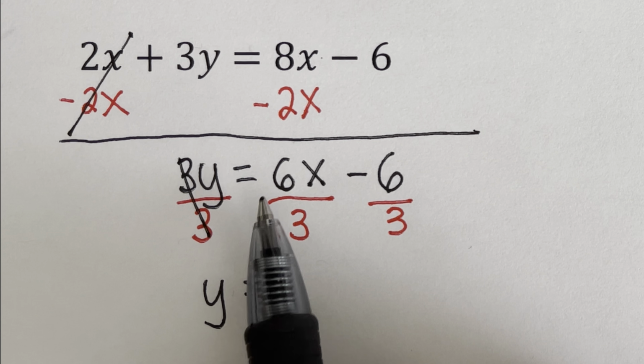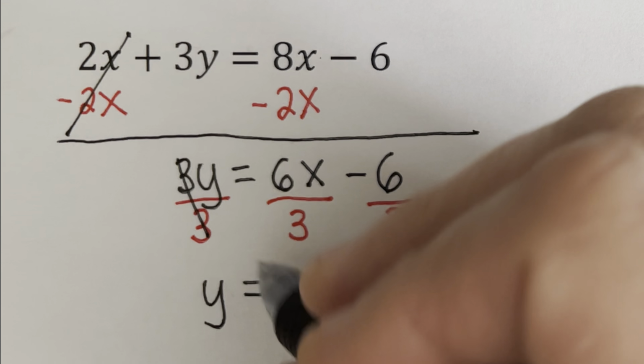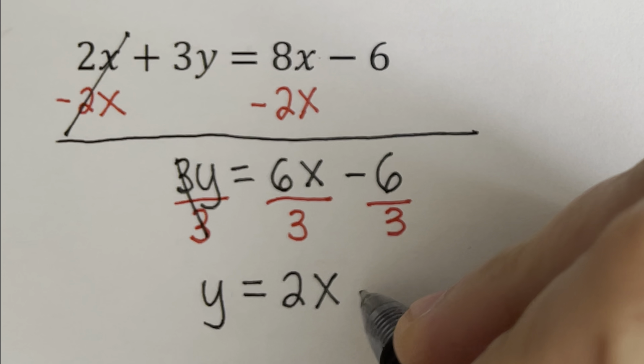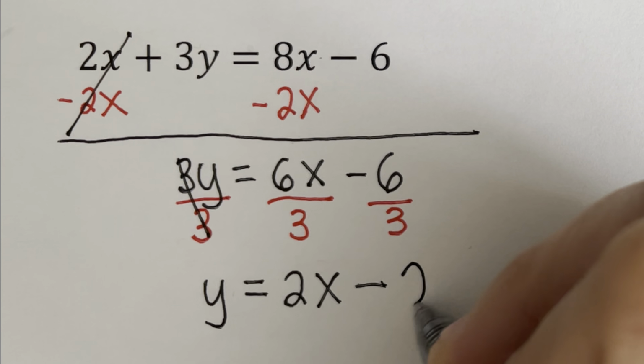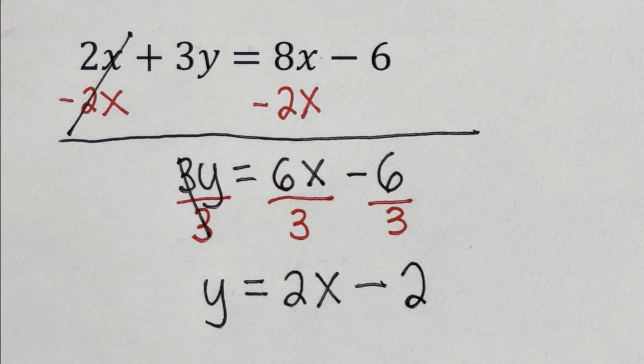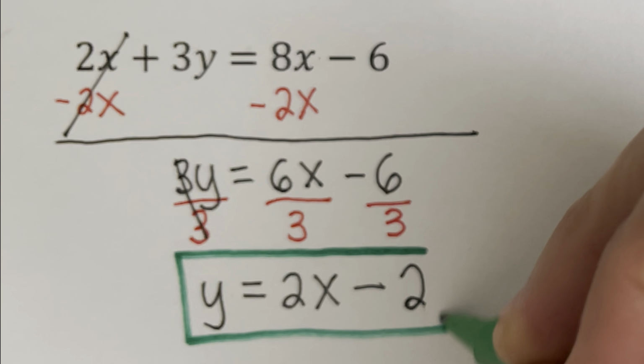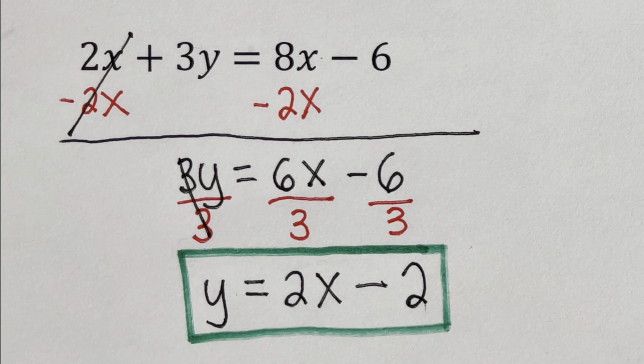So we can go ahead and say that if we divide 6 by 3, that's a 2, and we get an x right there. And 6 divided by 3 is also a 2, but that's a minus. So that would be y equals 2x minus 2. So this is the slope-intercept form of this equation that we have right there.